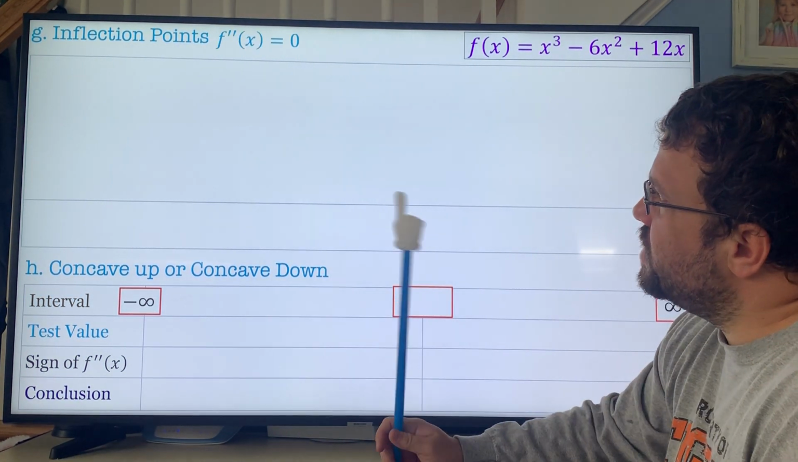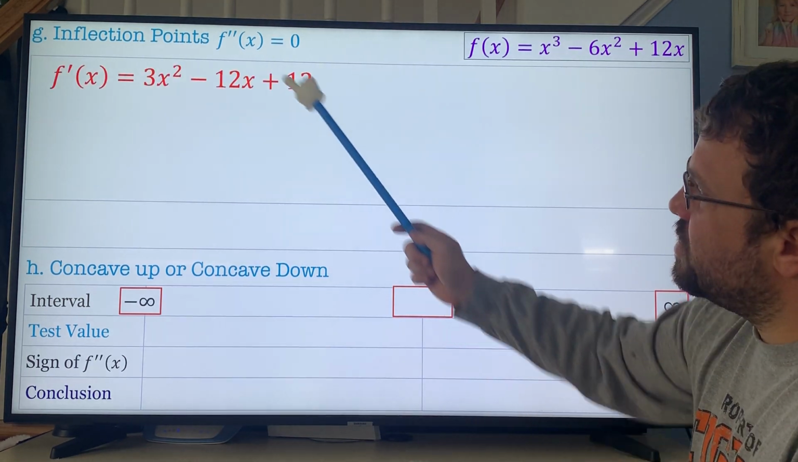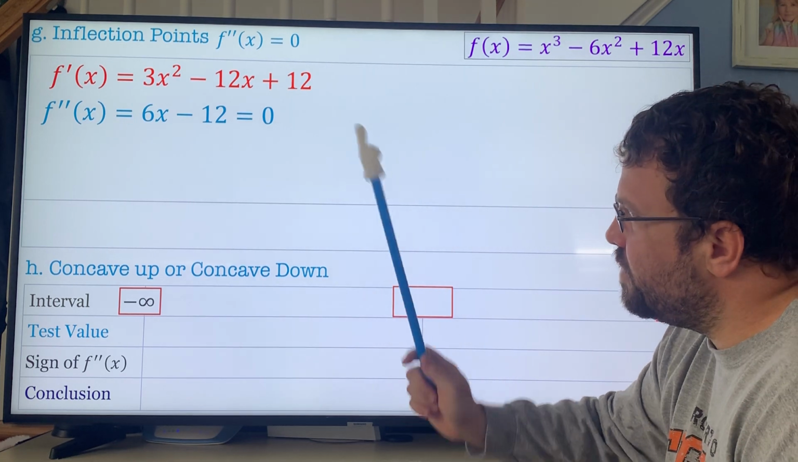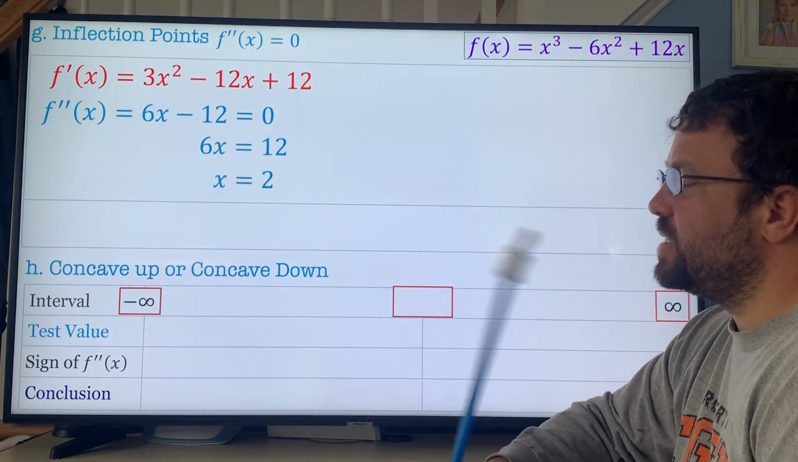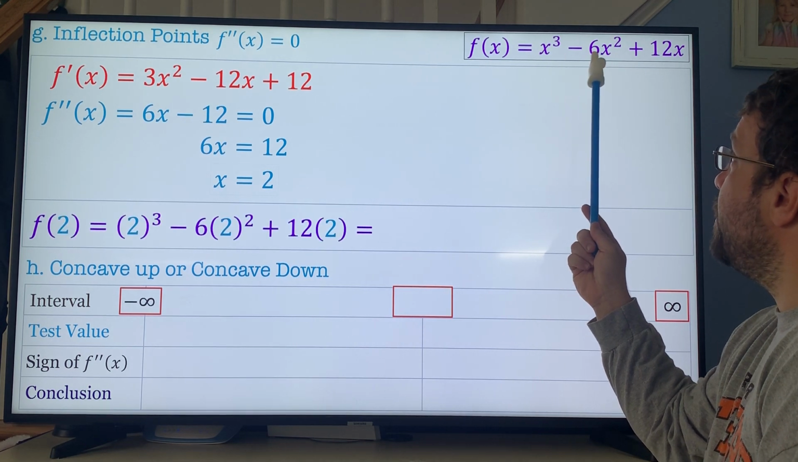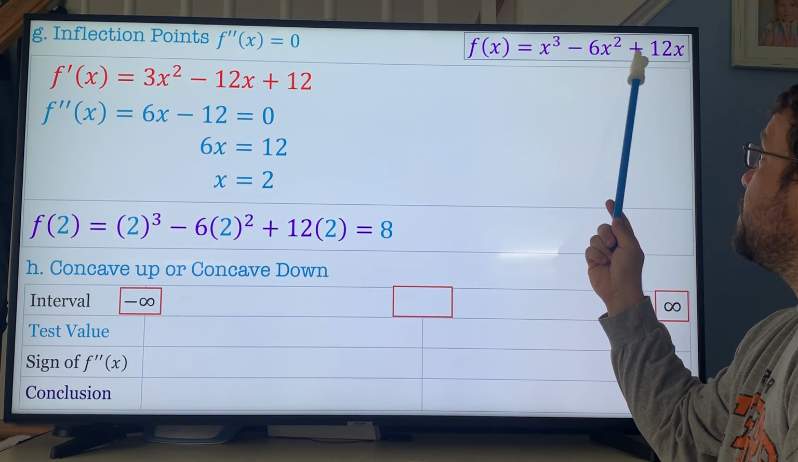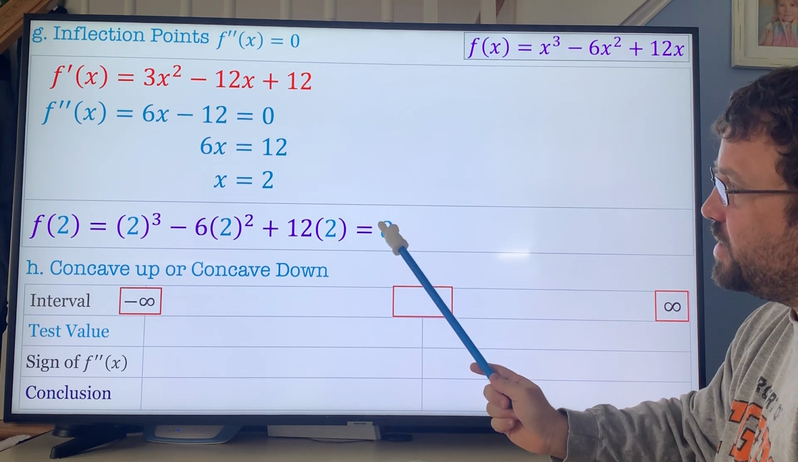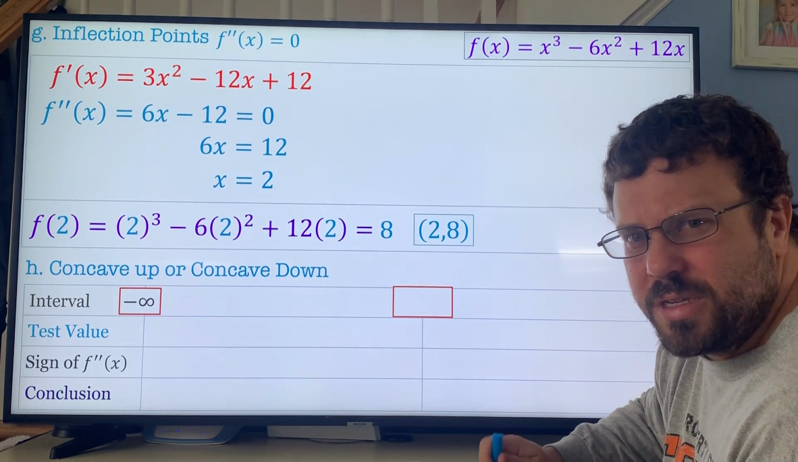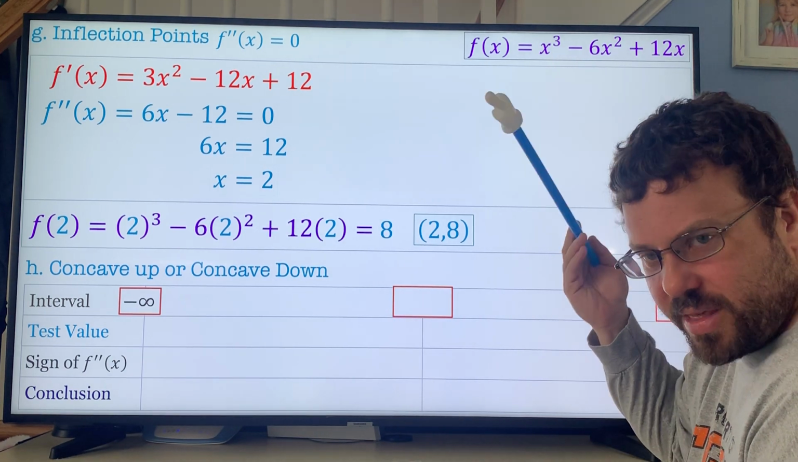Now let's do inflection points. You set f double prime of x equals 0. Derive this equation, you get 6x minus 12 equals 0. Add 12, divide by 6, and x equals 2. Take your 2, plug it into the original equation. 8 minus 6 times 4 plus 24 is 8. So (2, 8) is indeed my inflection point. Notice anything about that point? Think.